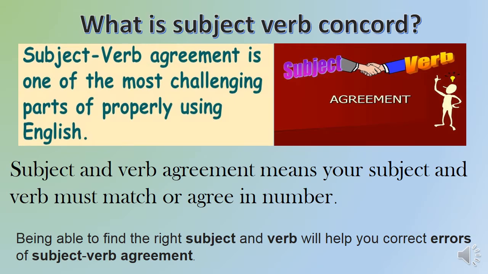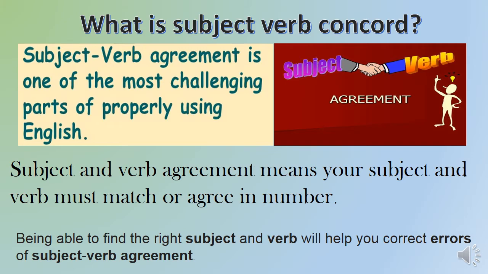Well, children, what is subject verb concord? Subject verb agreement is one of the most challenging parts of properly using English. So, subject verb concord is nothing but subject verb agreement. Subject and verb agreement means your subject and verb must match or agree in number. So, you already know what is a subject and a verb. These two are in a sentence.